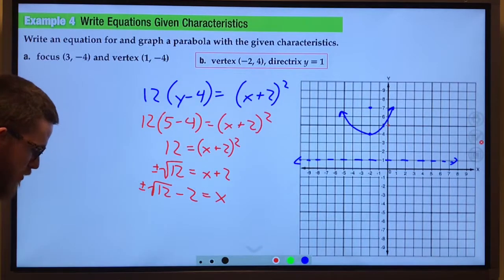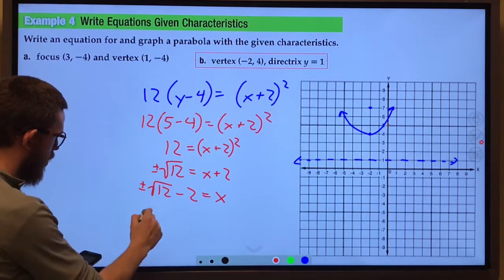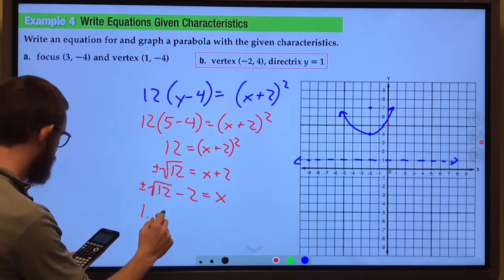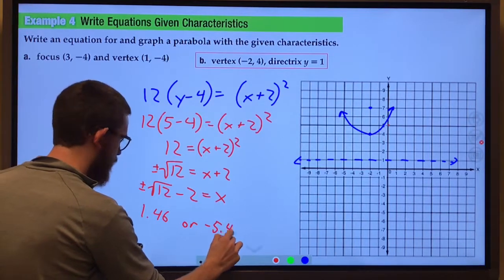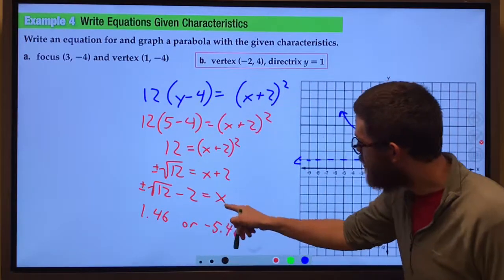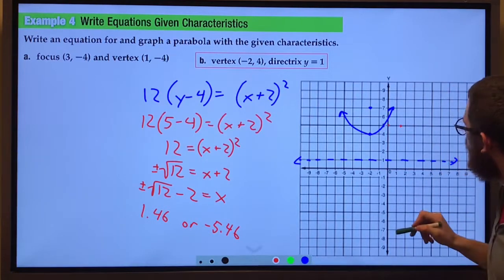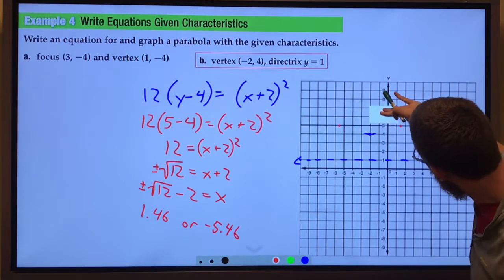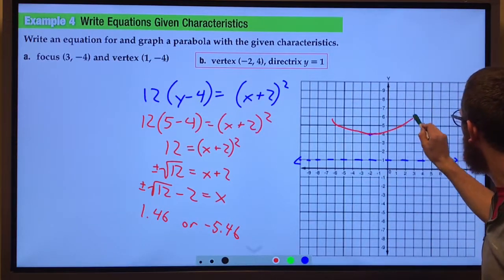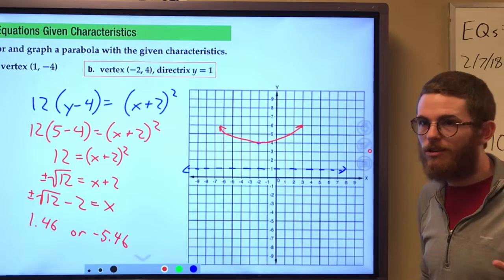Let's see what this comes out to be. We take the positive root 12, we take the negative root 12, we subtract 2 from it. Positive root 12 minus 2 is about 1.46. I take a negative root 12 and subtract 2, I get about negative 5.46. So these are x values when the y value is 5, so that's a point of 1.46, 5, about right there. We also have the point negative 5.46, 5. So my parabola would be opening up a lot wider than what I originally drew on there. But that's how we can get some more points, so this actually looks accurate.